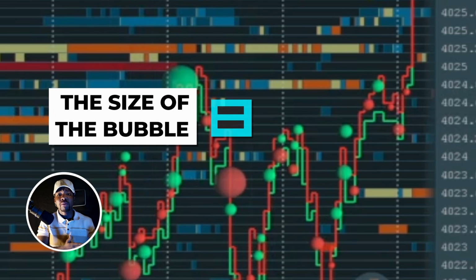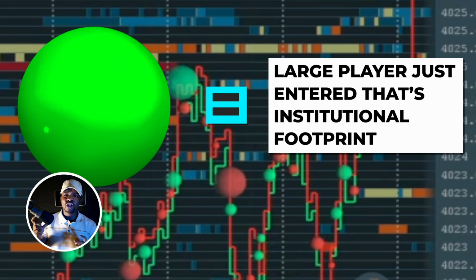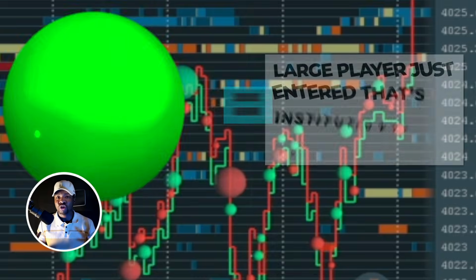So the size of the bubble is the size of the trade. A huge bubble means a large order has been executed, so that's the institutional footprint.